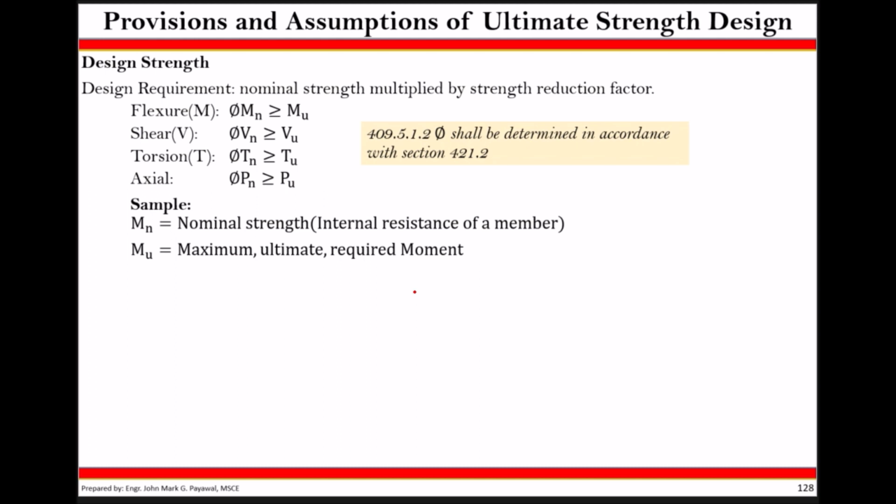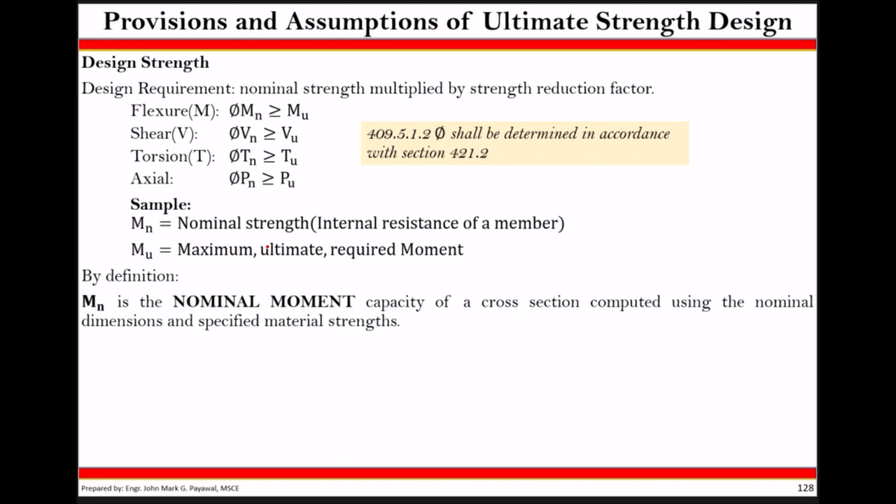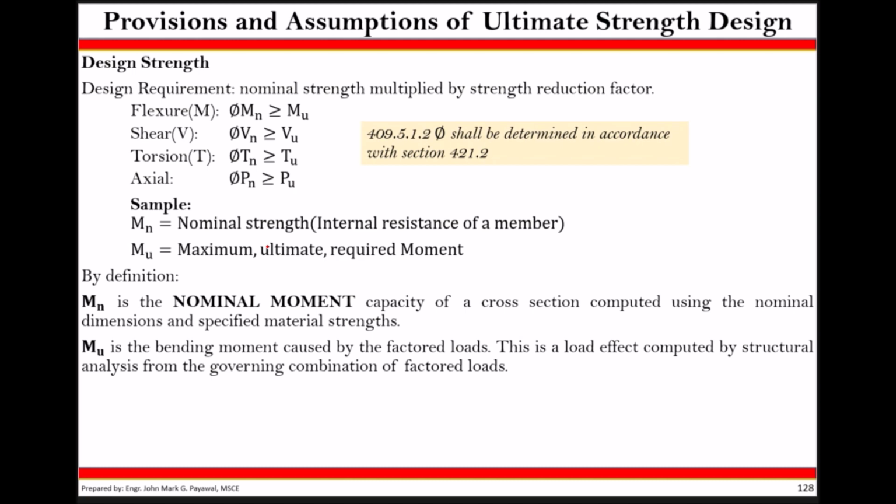Sabi na nominal strength or internal resistance of a member, it's M sub n. If it's maximum or ultimate required moment, it is M sub u. By definition, we have your nominal moment as the capacity of a cross-section computed using the nominal dimensions and specified material strengths. On the other hand, your ultimate moment is the bending moment caused by the factored loads. Again, factored loads are 2001 or 2015. Unless otherwise specified, you assume it's 2015, okay?